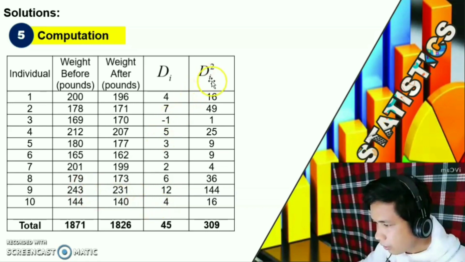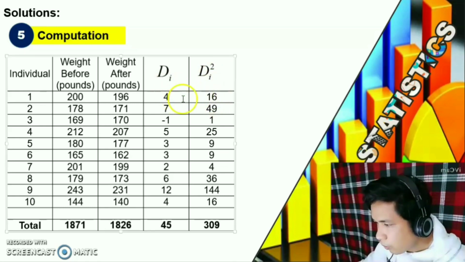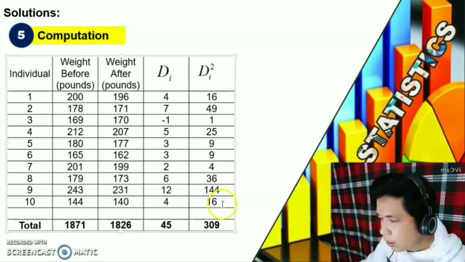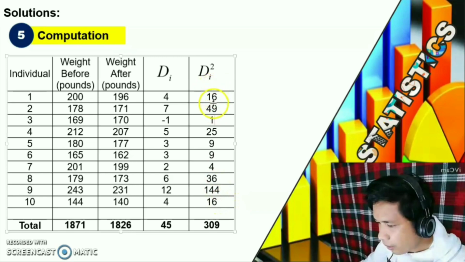Now, on the fifth column, we have d sub i squared. We're going to square the fourth column. And that is 4 times 4, that is 16. 7 times 7, 49. And negative 1 squared is 1. We will also repeat the same steps in column number 5.